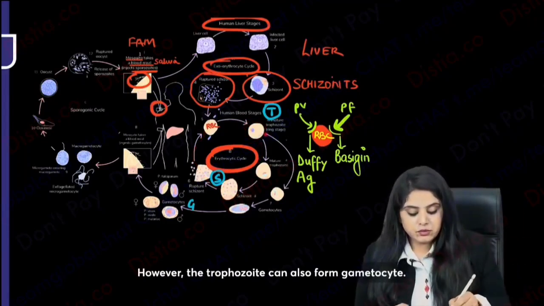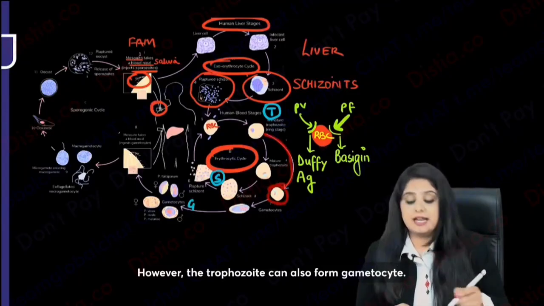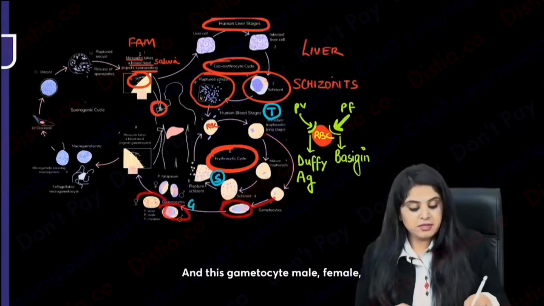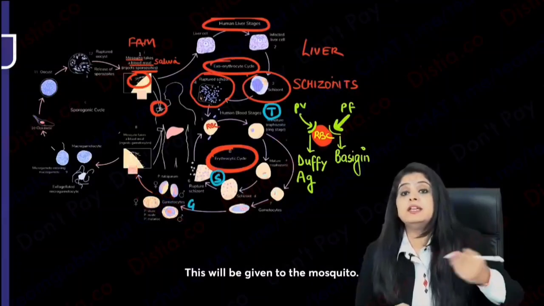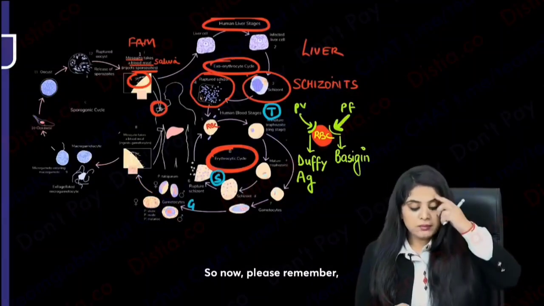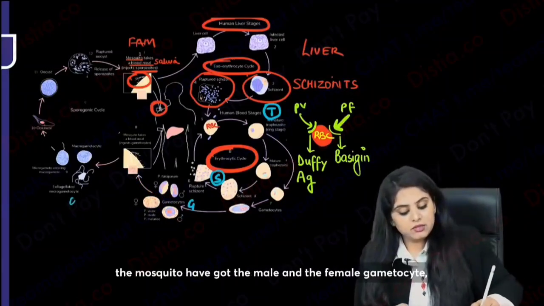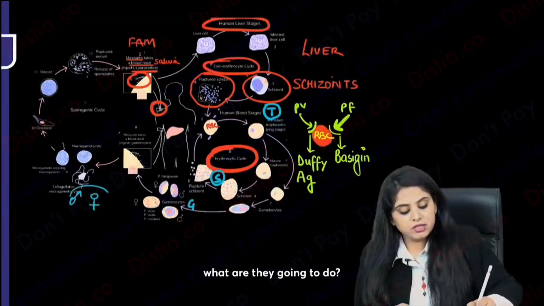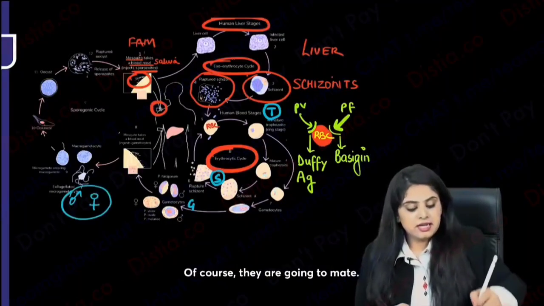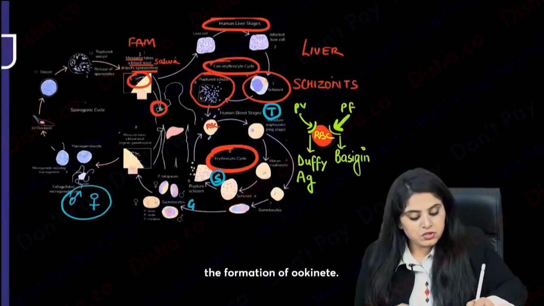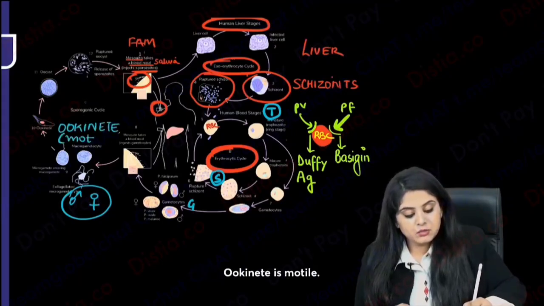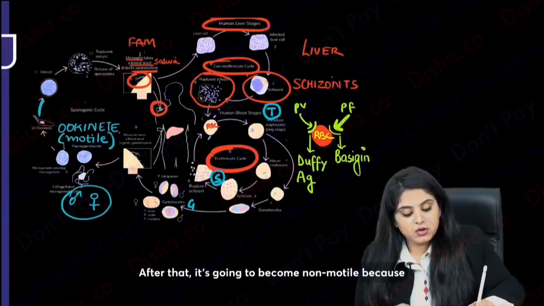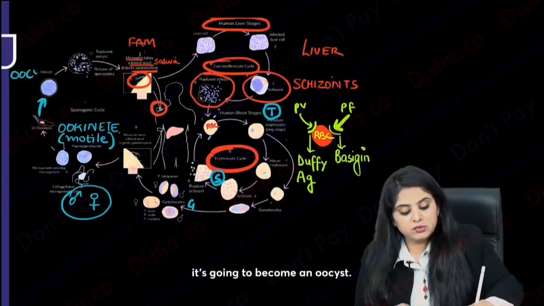However, the trophozoite can also form gametocyte, and this gametocyte, male or female, whichever it is, whom will this be given to later on? This will be given to the mosquito. So now, please remember, the mosquito has the male and the female gametocytes. What are they going to do? Of course, they're going to mate, and they are going to result in the formation of ookinete. Ookinete is motile.